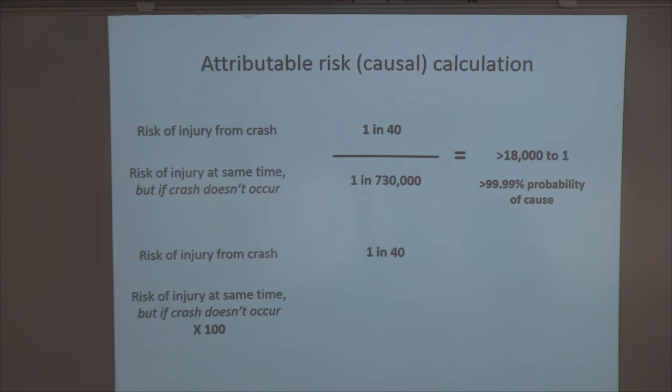This is called a safety analysis. I make every assumption against my case. Still, it's 180 to 1. That's still more than 99% probability of cause. That's good enough for court. That's good enough for any venue. Clearly, you've met the more probable than not standard.